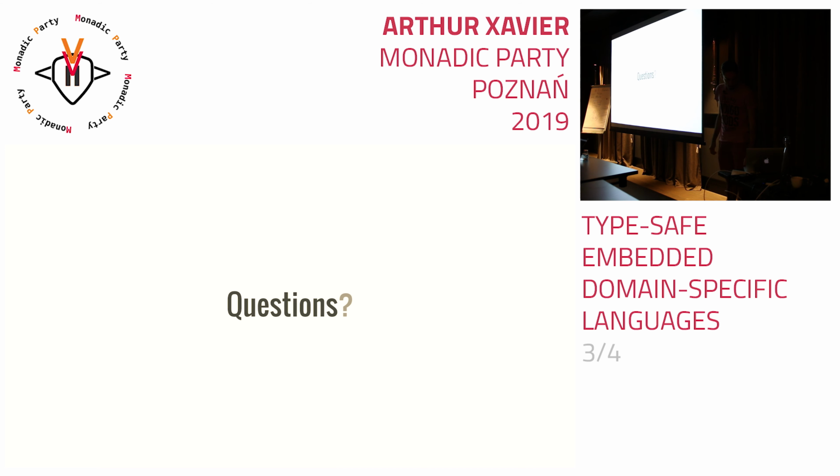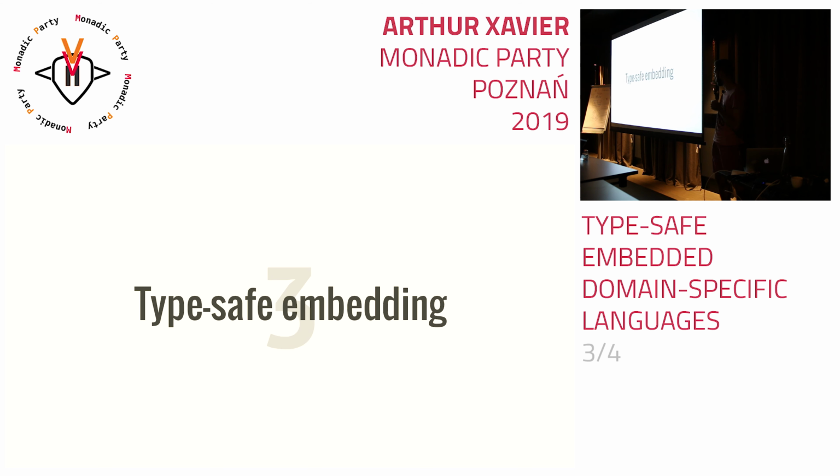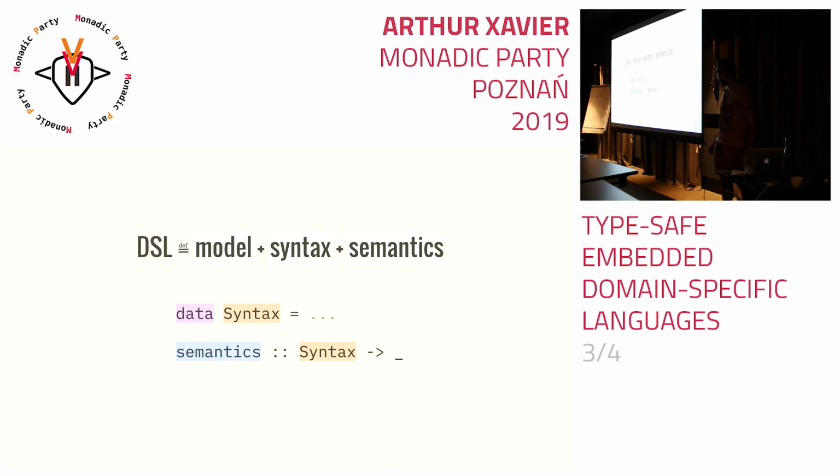Okay. So today we're going to talk first about type-safe embedding. What that means exactly is that if before we were talking about DSLs as this broad thing that can be internal or external DSLs, now we're going to focus only on the internal ones, those embedded in a language that has a powerful type system such as Haskell has.